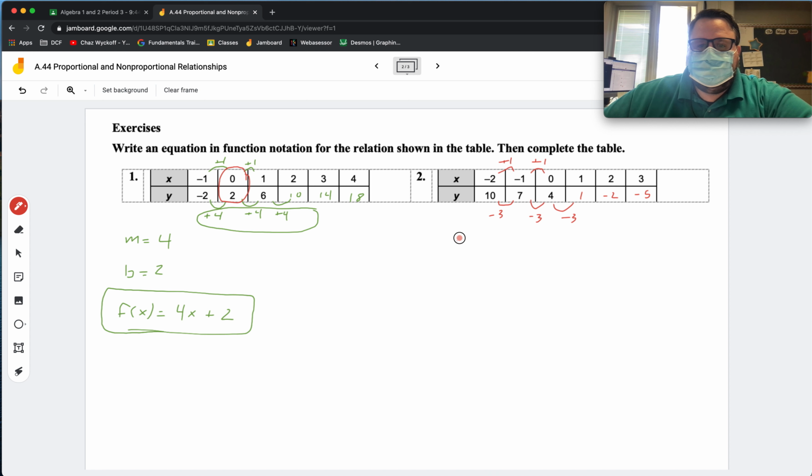So, first things first, because my x values went up by 1, m is just whatever this value is, which is negative 3. So m equals negative 3. B is my y value when x equals 0. When x equals 0, y equals 4. So I have my equation. F of x equals negative 3x plus 4.